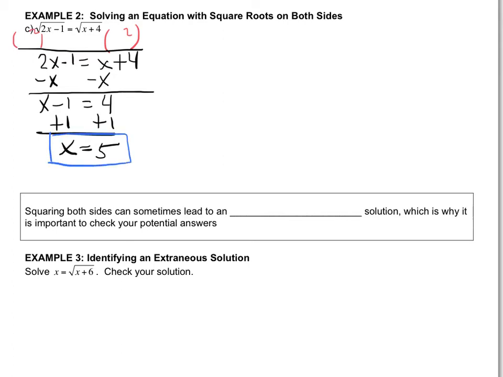Okay, so squaring sometimes can lead to something that we call extraneous solution. An extraneous solution is basically something that when you do your check, it doesn't work, and it's something that we will end up throwing out. So because we do have potential solutions in this that will end up getting thrown out, it is extremely important that you check your answers, because if an answer does not work and is not possible, then we definitely have to throw out that answer, and those are called extraneous solutions.